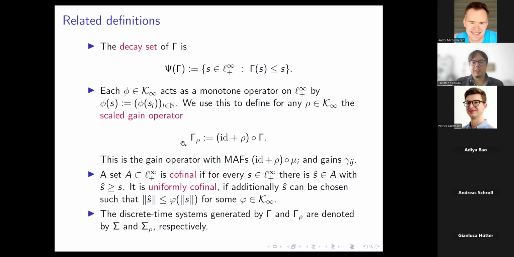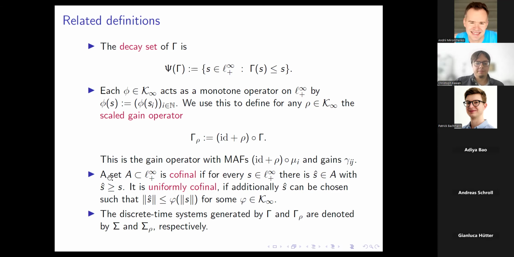And I interpret this as an operator like defined here. So then I can compose it with the gain operator. So this is the composition of two monotone operators. So again, it's a monotone operator. And actually, one can show that this is again a gain operator, which has the same interconnection gains, but scaled monotone aggregation functions, just like that, right? So if we take a function rho, which has quite small values, then you can think of this as a slightly enlarged gain operator, actually, because it's making all the components a little bit larger.